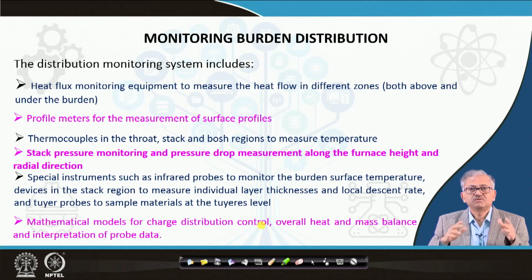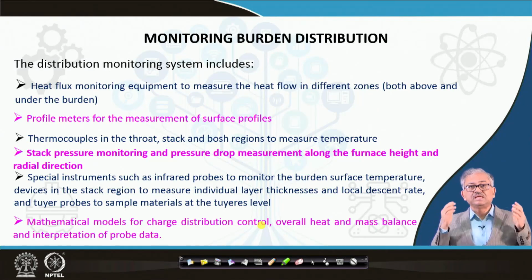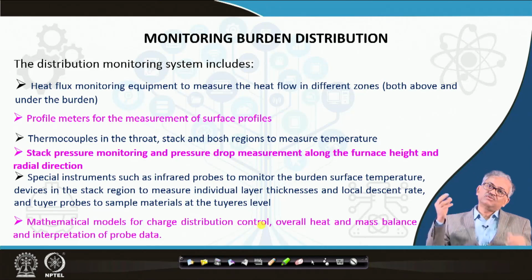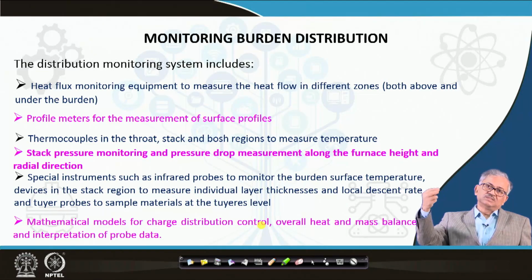So that way you can control the burden distribution in real time by taking the response or signal from the blast furnace in terms of pressure measurement, pressure drop measurement, all these things. You can take them as a signal of the health of the blast furnace, the aerodynamic health of the blast furnace, and accordingly you can charge the burden material at different locations where you want.